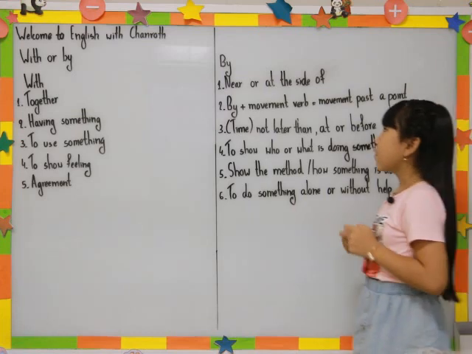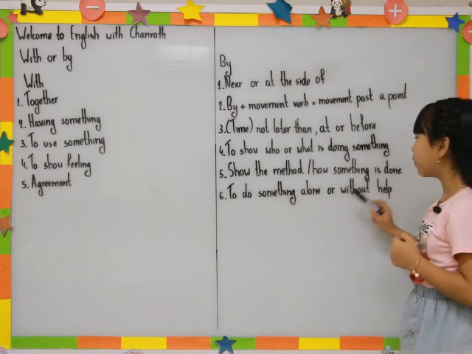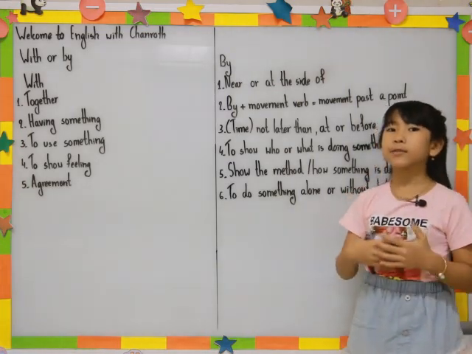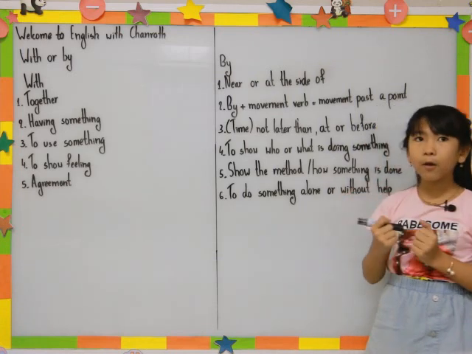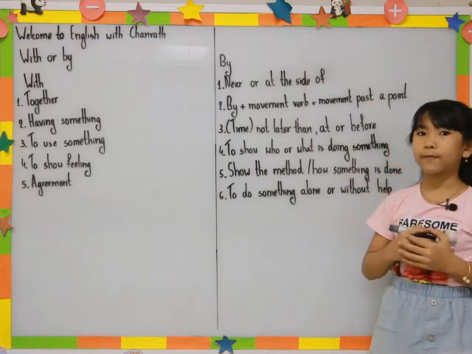So lastly, we can also use by to talk about doing something alone or without help. So for example, my friends like to do things by themselves. And another example, I don't need your help, I can do it by myself.